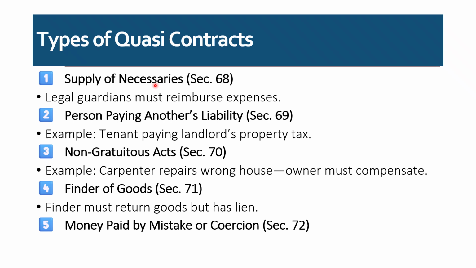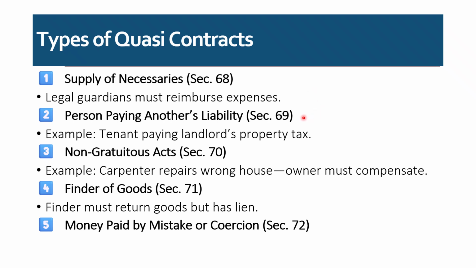If necessaries are supplied to a minor or someone incapable of contracting, the supplier can actually claim the reimbursement from the minor's property. For example, food, clothing, medical help provided to a minor. So this happens in case of legal guardians. So a legal guardian must reimburse those expenses that he is providing to the minor, right?